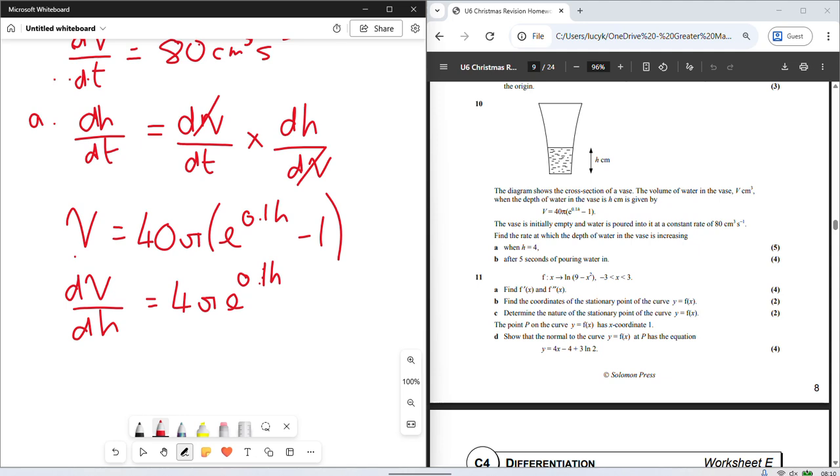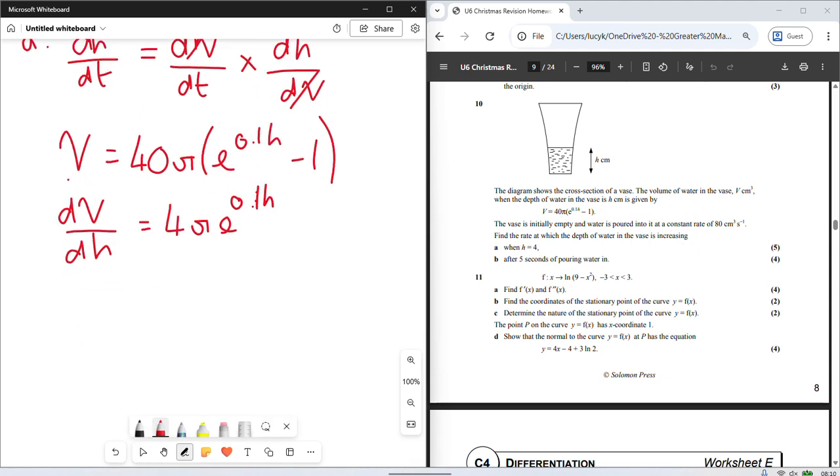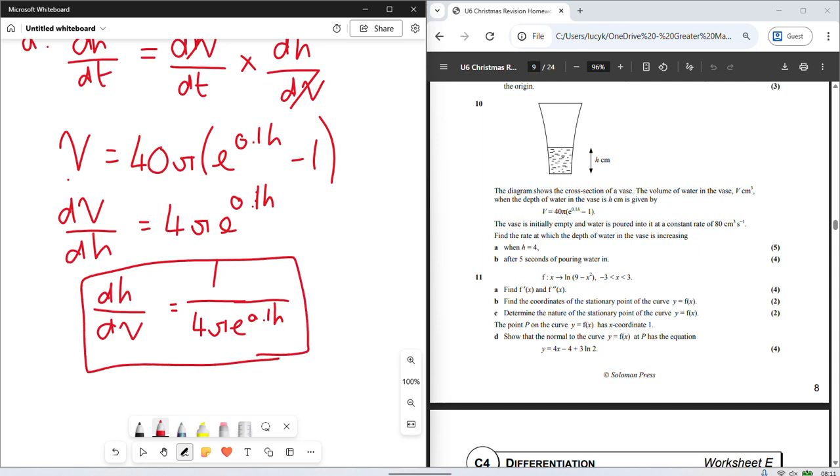That's dV by dH. Again, the idea comes from the chain rule: I'm basically just going to flip dV by dH over. So dH by dV is 1 over that, so it's 1 over 4 pi e to the 0.1h. So I now have my dH by dV, and I had my dV by dt because that was just 80.